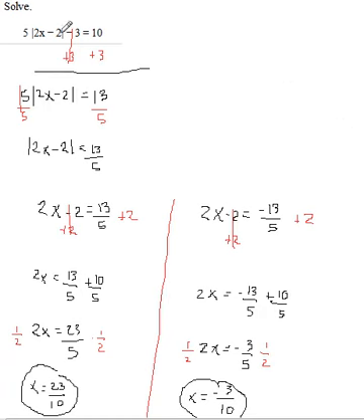Okay, so for this one, first thing you want to do is get the absolute value all by itself. So I'm going to add 3 to both sides, and that's this first step I've written in red. So after you add 3, then you have 13 on the other side of the equal sign.